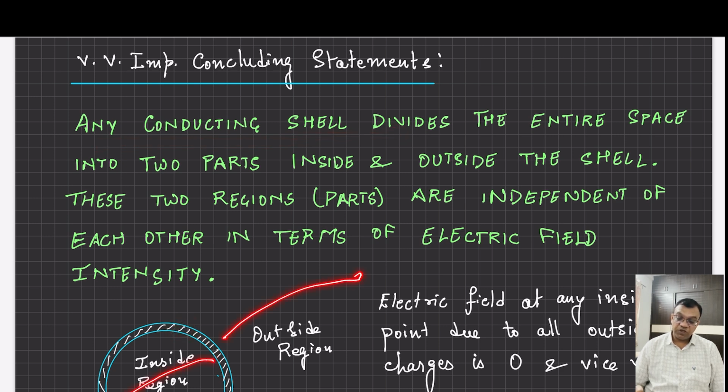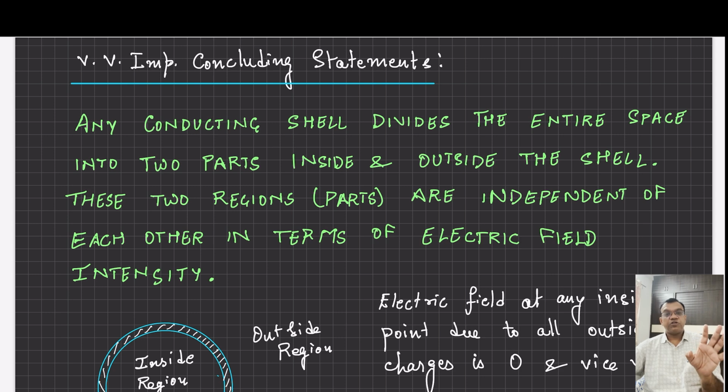Now these two regions are independent of each other in terms of electric field. Due to the outside region, there is no net electric field at any inside point. Due to inside charges, there is no electric field at any outside point. Whatever happens outside the shell, happens there. Whatever happens inside, happens there.